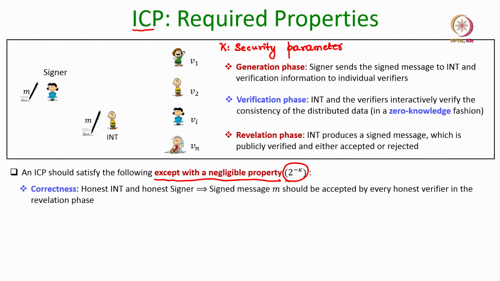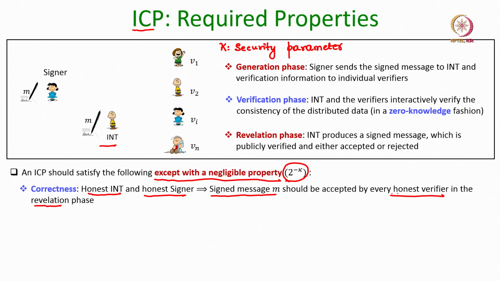So, the first property we require is the correctness property, which should guarantee that if you have an honest intermediary and honest signer, then when the signed message is revealed during the revelation phase, it should be accepted by every honest verifier. That means, it should not happen that the signer is honest, the intermediary is honest, and then when the intermediary shows the message during the revelation phase, it is not accepted by the honest verifiers.